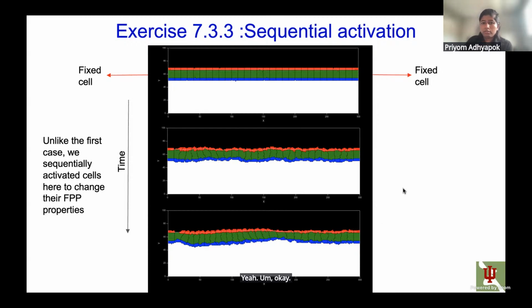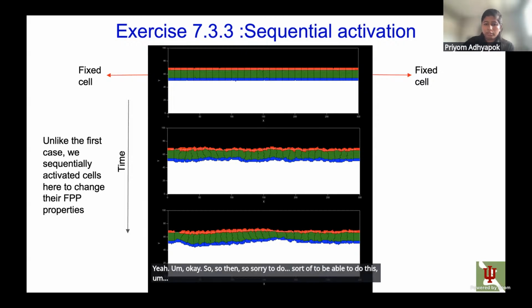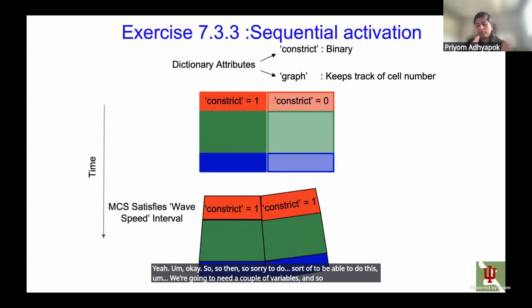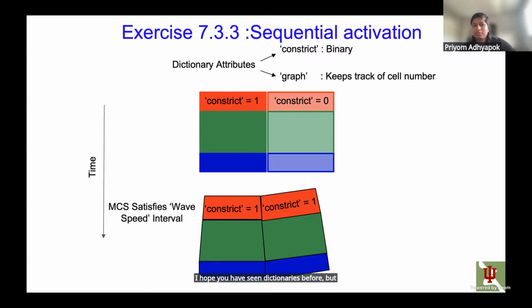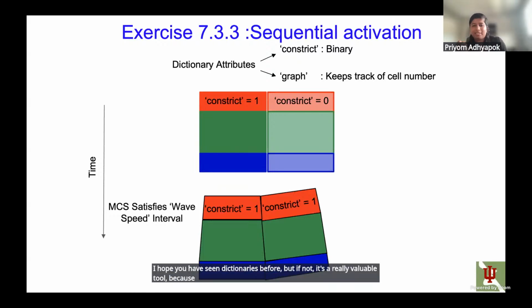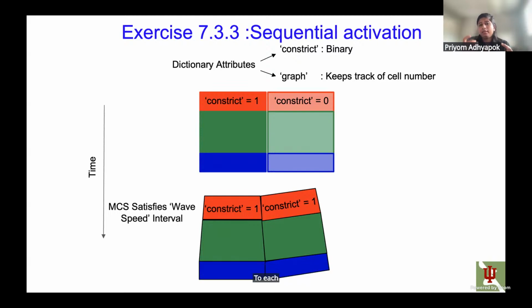Okay. So to be able to do this, we're going to need a couple of variables. And in the simplest way, we're going to use dictionaries. I hope you have seen dictionaries before, but if not, it's a really valuable tool because now you can connect a dictionary attribute to each cell, and that allows you to keep tab of the feature across the simulation.